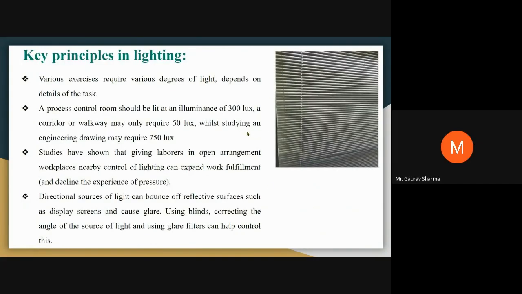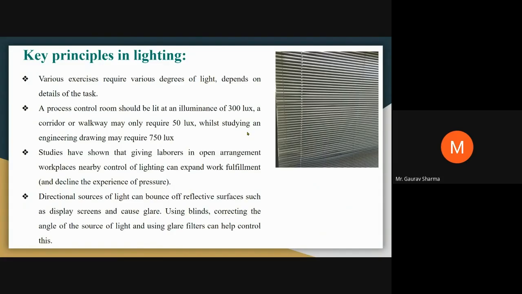So while studying an engineering drawing, it may require 750 lux over there. So in this way, you can classify different units, right? Studies have shown that giving laborers in an open arrangement of workplace a good lighting condition will actually increase their performance and will decline the experience of their pressure.